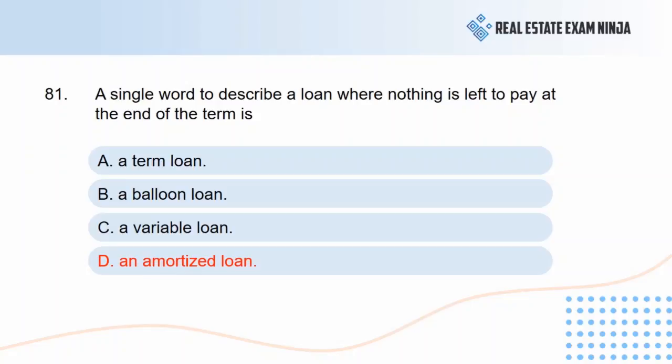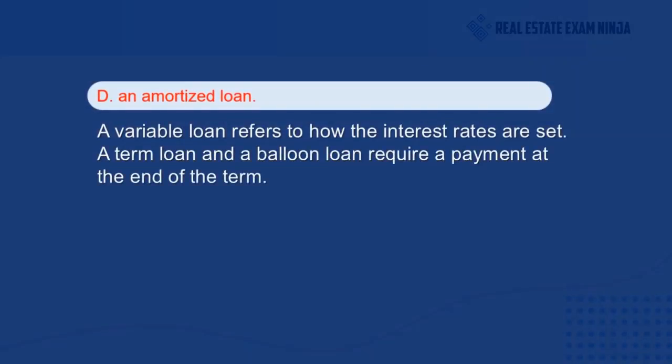The correct answer is D. A variable loan refers to how the interest rates are set. A term loan and a balloon loan require a payment at the end of the term.